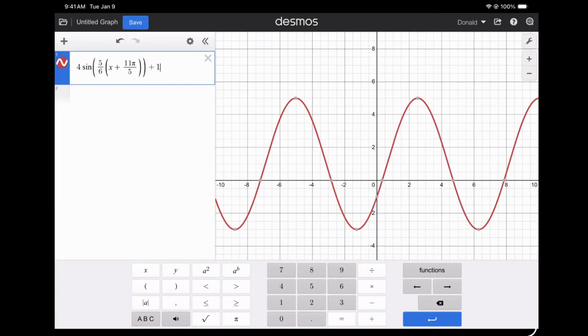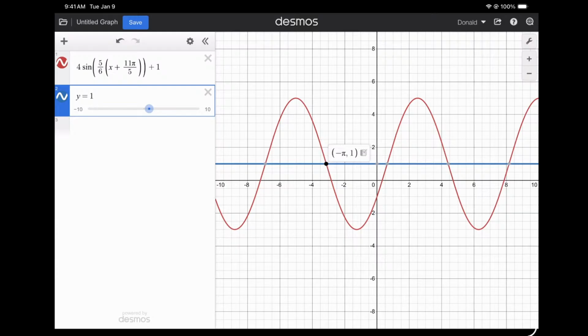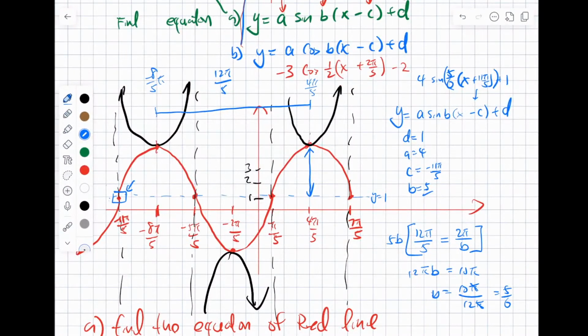Well, type in the midline. Please, just build another equation. y equal to 1. Type in on the midline. And you can see this point, negative pi, 1. Let's go back and check. Negative pi, which is right here, is 1. I got my first point correct.